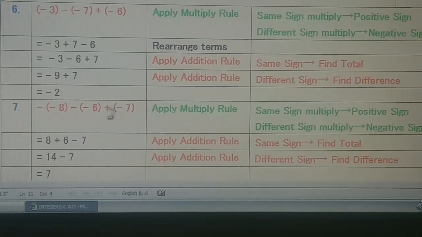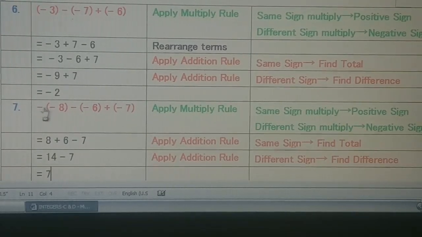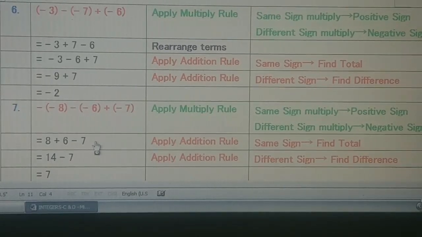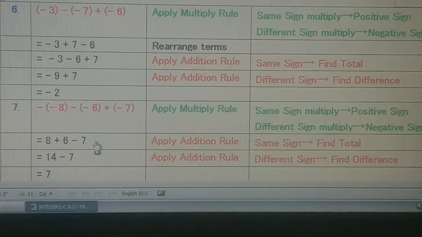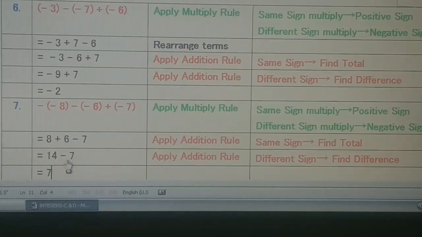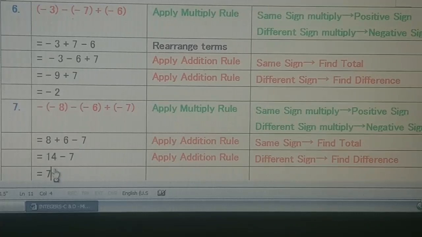That is different sign multiplication, negative answer. Same sign multiplication, positive answer. So 8 plus 6 minus 7. Now while solving integers we have to remember that numbers having the same sign are solved first. 8 is positive, 6 is positive, that we solve first and we get 14. 8 plus 6 is 14, and minus 7 we copy. The next step, 14 minus 7 we can solve, that is 7.